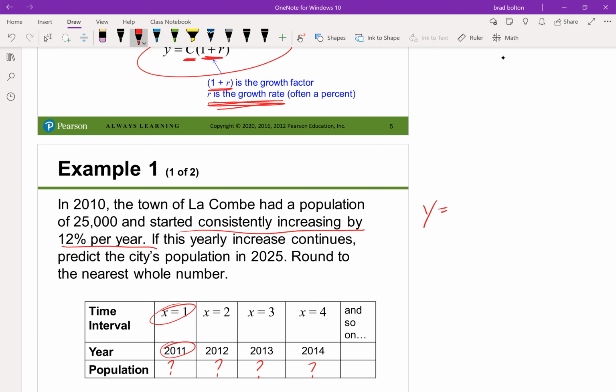What we're going to do is use 25,000 for our initial amount, and then it's 1 plus 0.12, because they told us 25,000 is our C. This is my big C right here. This 12% is my R. And then it's 1 plus 0.12, and then we have our x right here.